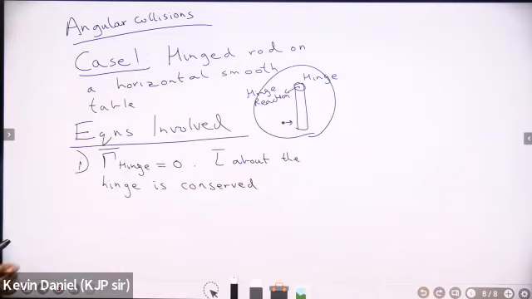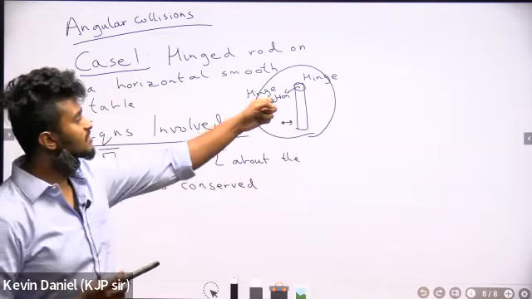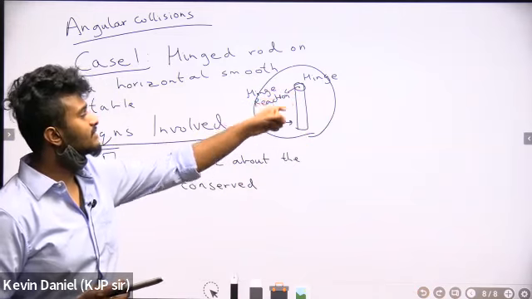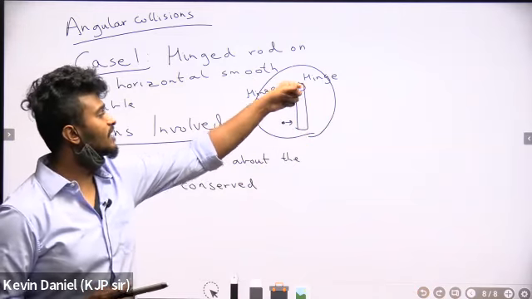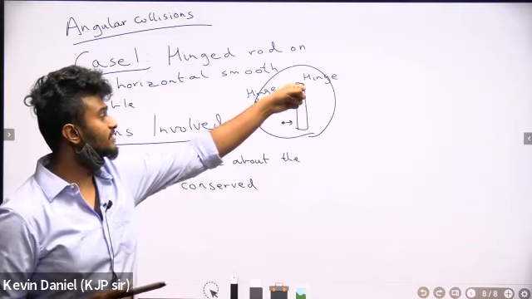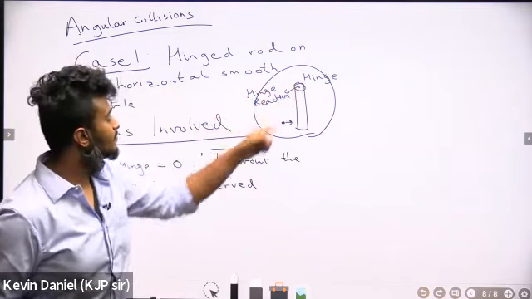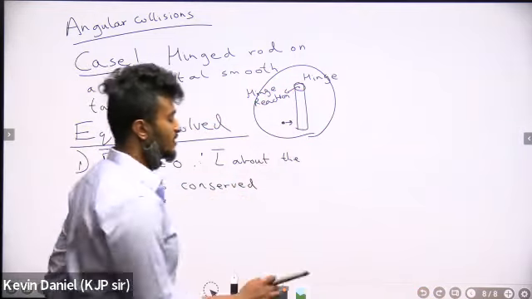Now even if we take both as a system, because of this we cannot conserve linear momentum. This is some unknown hinge reaction. So to avoid that, we will take our torque about the hinge. Torque about the hinge is 0, and that allows us to conserve the angular momentum.